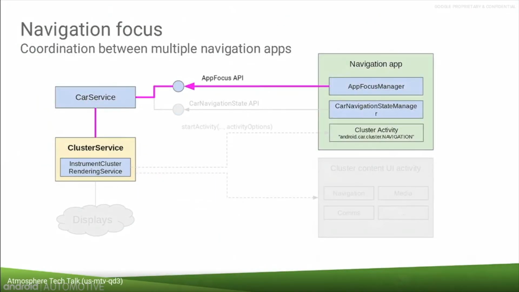So the next thing I want to talk about is application focus. As I mentioned before, there could be more than one application that could request to be displayed in the cluster at a given time. In order to make sure that we only show one of them and that is consistent with the turn-by-turn guidance, we are providing an app focus manager that the applications can use to request focus. The system is always going to grant it and is going to revoke it from anybody else that has focus at that time. The instrument cluster rendering service is going to automatically use that to decide to launch that activity in the cluster.